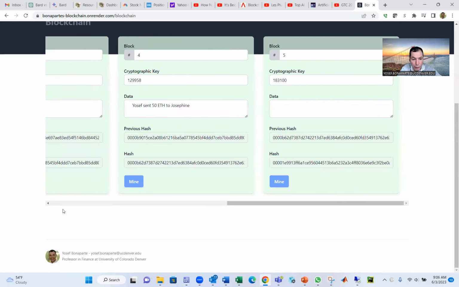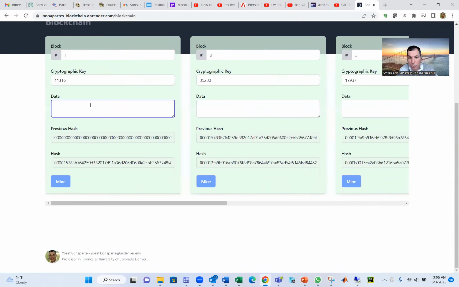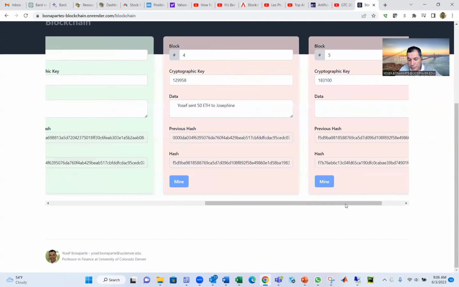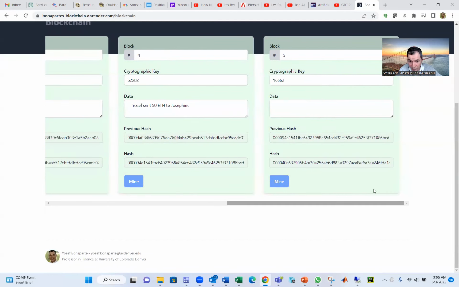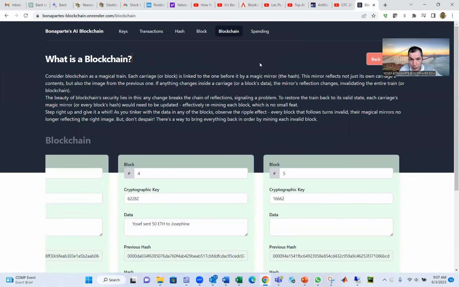But notice here, if you change a message in the first block, for example, Joseph sent 9 Ether to Bob, then you have to mine the first, the second, the third, the fourth, and the fifth. So you have to mine all the blocks. But if you change only the last one or last two, then you change only those last ones. That's a blockchain.